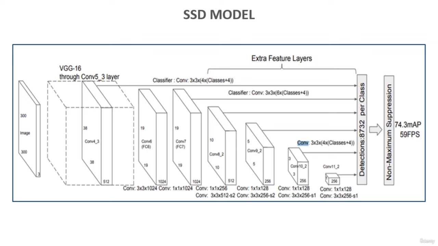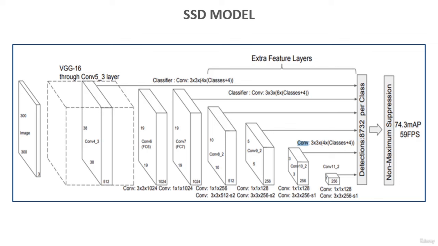And then we add convolutional feature layers to the end of this base network, wherein each added feature layer, or optionally an existing feature layer from the base network, can produce a fixed set of detection predictions using a set of convolutional filters. You can see these extra feature layers in the diagram, which predict the offsets to default boxes of different scales and aspect ratios along with their associated confidence.